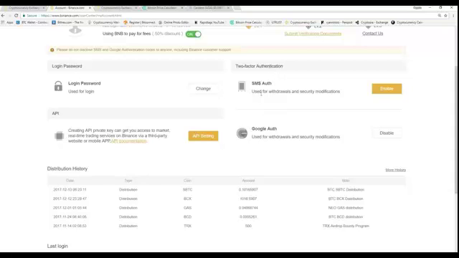The SMS version, what this is when you go to log into your account, Binance is going to send you a text message with a 6-digit numerical code. You need to enter that code in order to access your account.